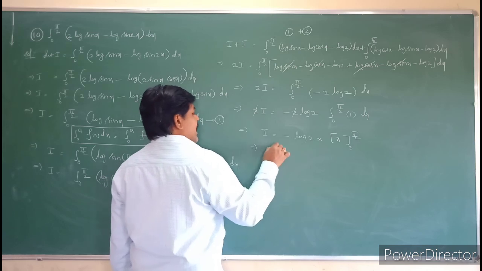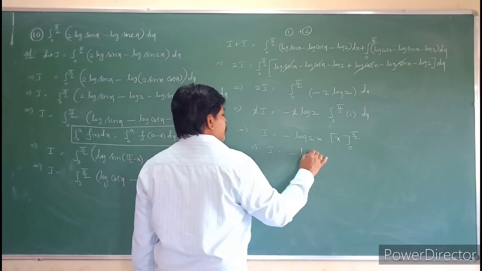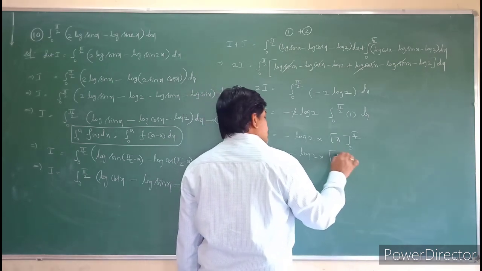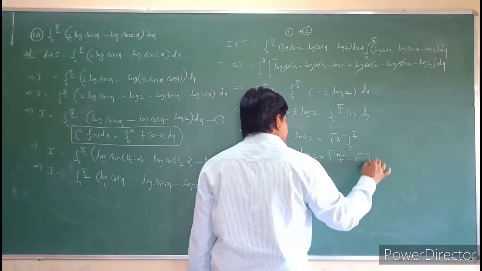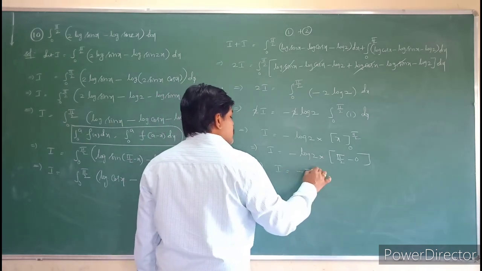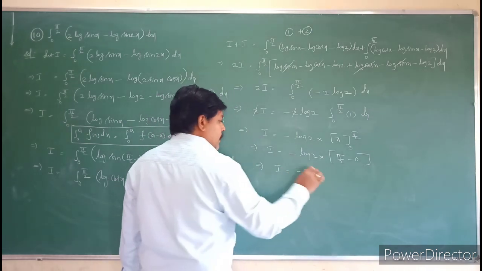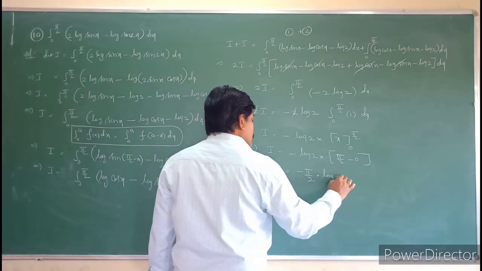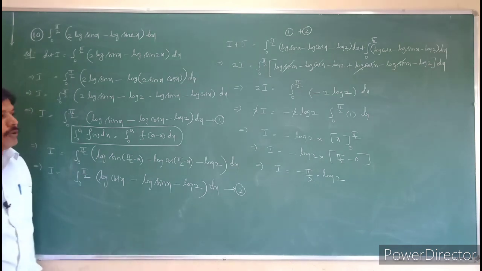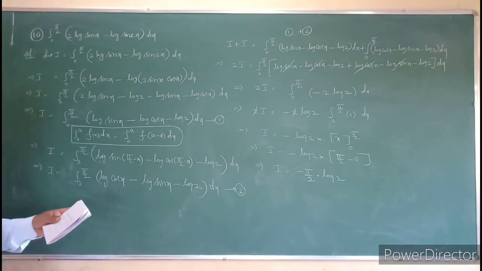So that implies I is equal to minus log 2 into, apply the upper limit minus lower limit, pi by 2 minus 0. So that implies I is equal to minus pi by 2 into log 2. So see that question, students.